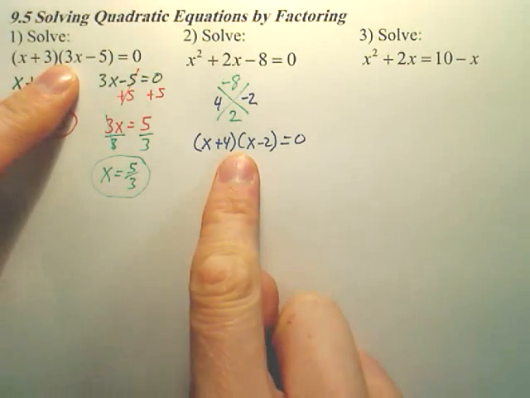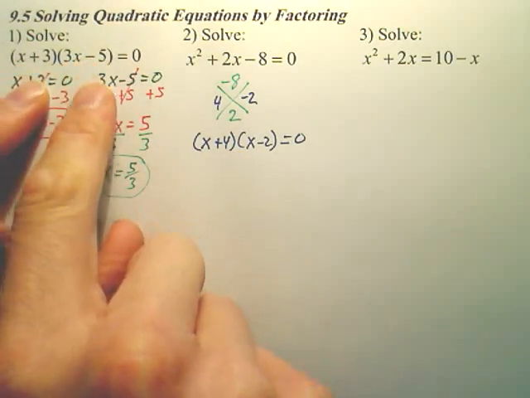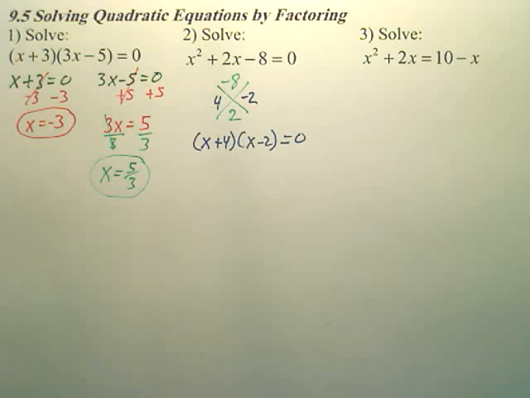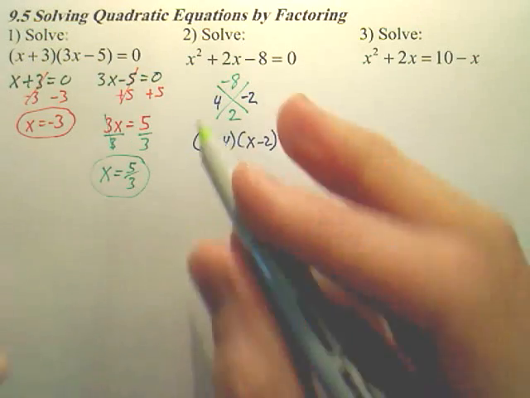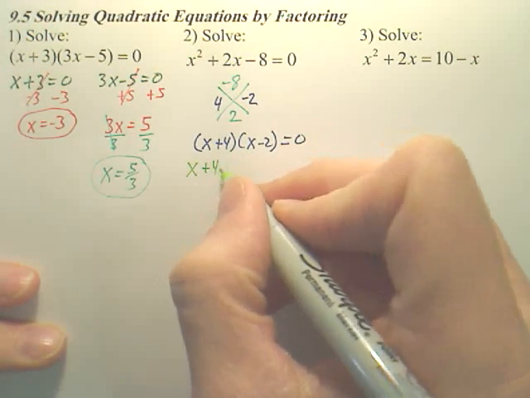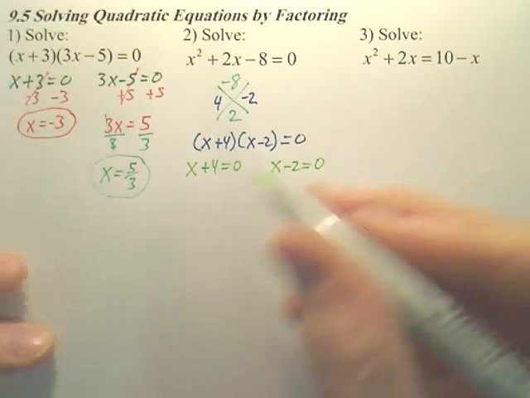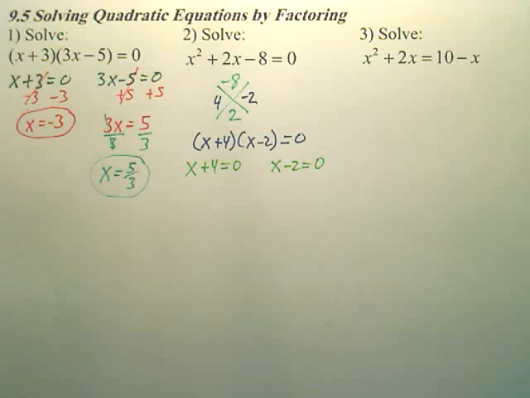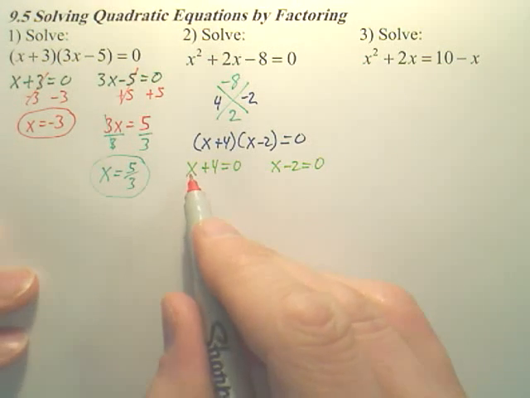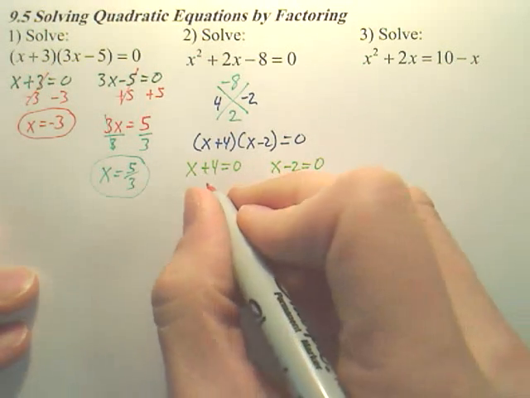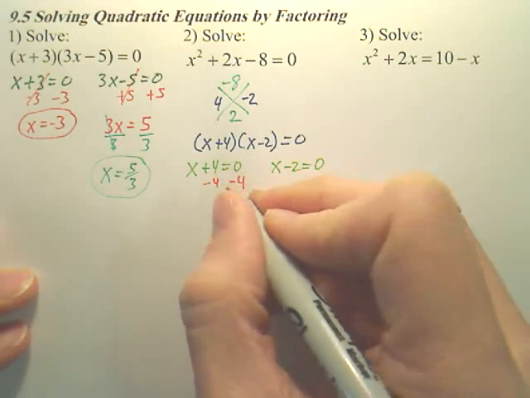Now this looks a lot like this. So what we did here is we set each piece equal to 0, so we're going to do the same thing here. We're going to set the first piece equal to 0 and the second piece equal to 0. Now some of you could look at this and go, oh, that's -4, because -4 plus 4 is 0. Or you could just solve it.